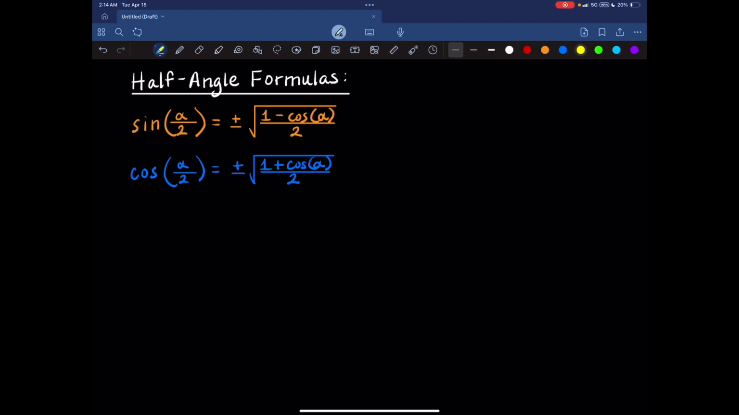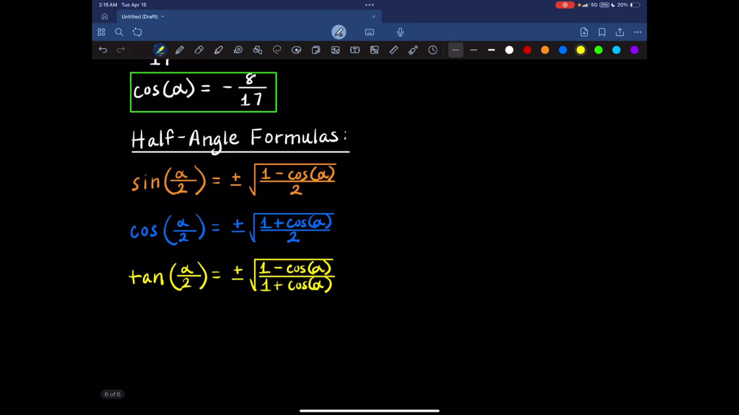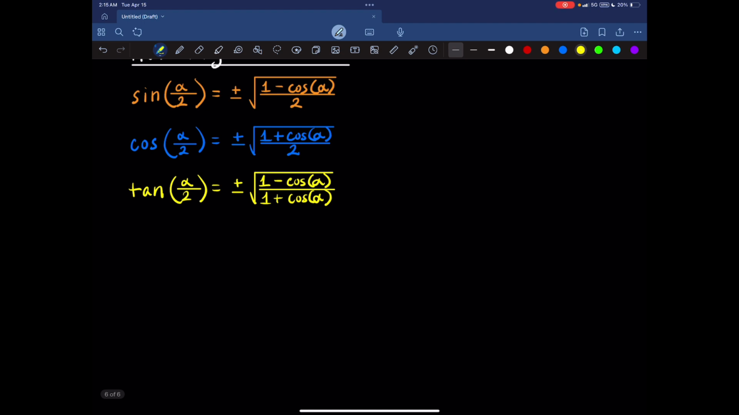And finally, we have the half angle formula for the tangent of alpha over 2. So tangent alpha over 2 is equal to plus or minus the square root of 1 minus cosine alpha over 1 plus cosine alpha. And so with these half-angle formulas, now that we have solved for cosine alpha, we can just directly plug that value in and get all of our values. So let's go ahead and do that.